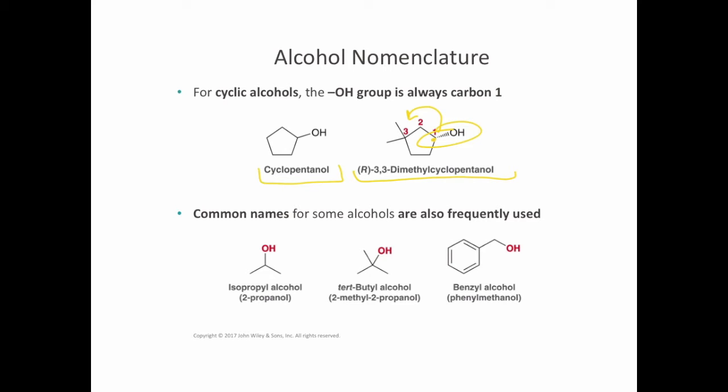Common names for some alcohols are also frequently used. Isopropyl alcohol, rubbing alcohol, is the same as 2-propanol. Tert-butyl alcohol is often used instead of 2-methyl-2-propanol. And then benzyl alcohol is often the name used instead of phenylmethanol.